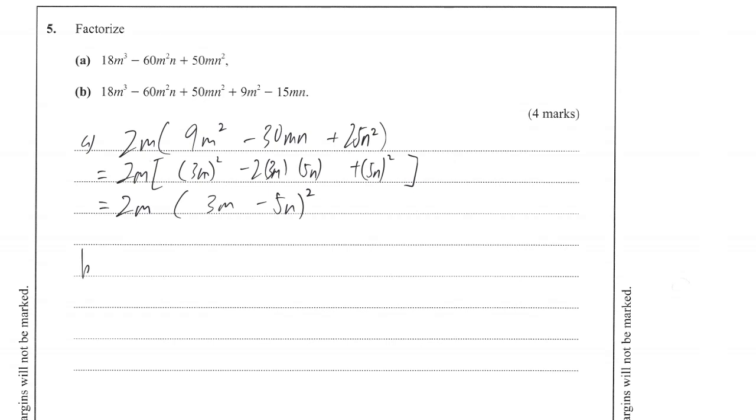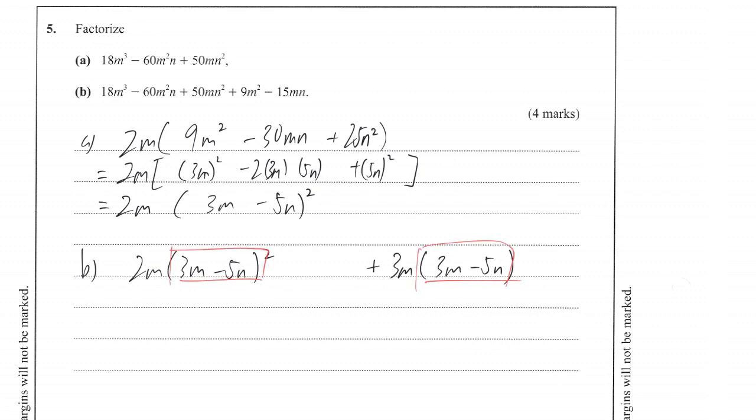After that, in part B, we have 2m and then bracket 3m minus 5n bracket square and then plus. Extract common factor 3m. So extract 3m. And then we find that this part is common. So we take out this part, 3m minus 5n here. The rest, we put it downward.